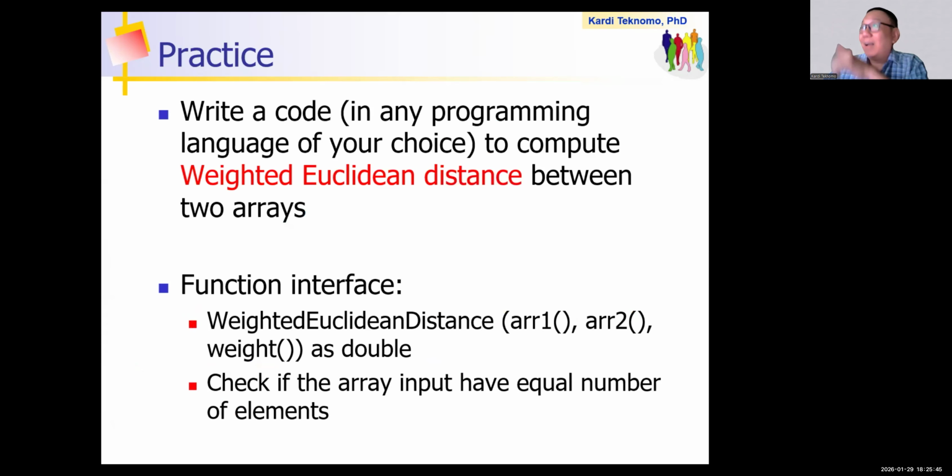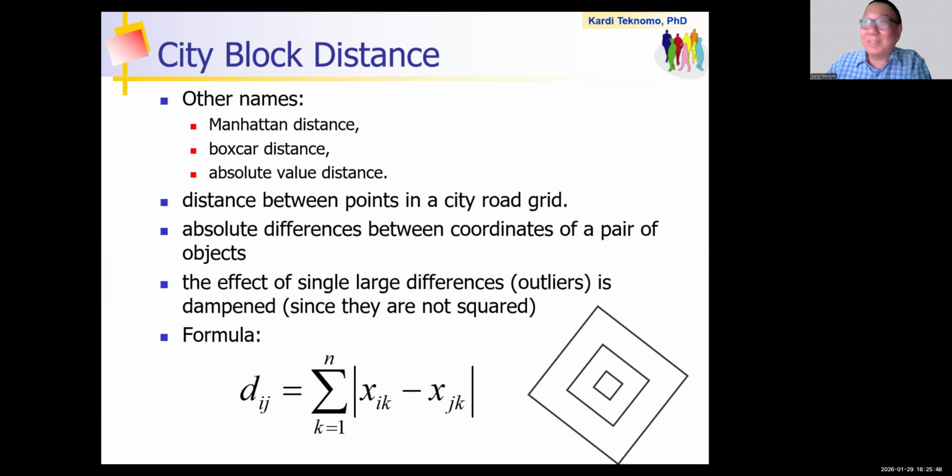Now I give you another type of distance. This is called Manhattan distance. Usually transportation uses this. This is also called city block distance. So what is city block distance? It is similar to the Euclidean distance that you commonly use, but instead of squaring and taking the square root, now you only take the absolute value. So you take the difference, then take the absolute value, and then you sum.